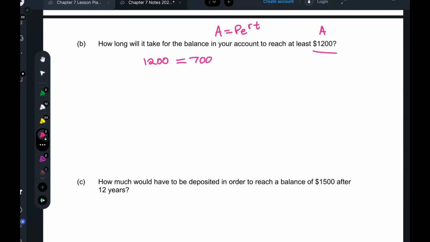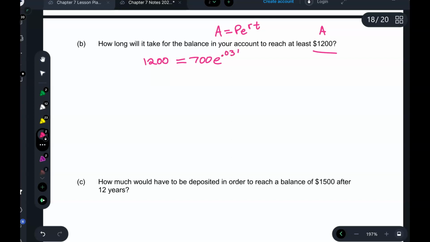We still are investing. So if you're thinking ahead, by the time you graduate high school, your parents want to have a certain amount in your college fund or whatever it is, right? Obviously $700 isn't going to be much, but let's see how long to go from 700 to 1,200. So my rate is still the same, but I'm solving for T.